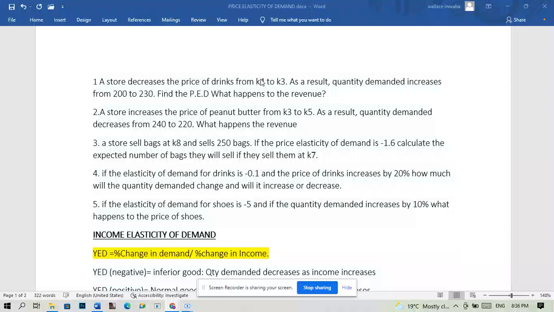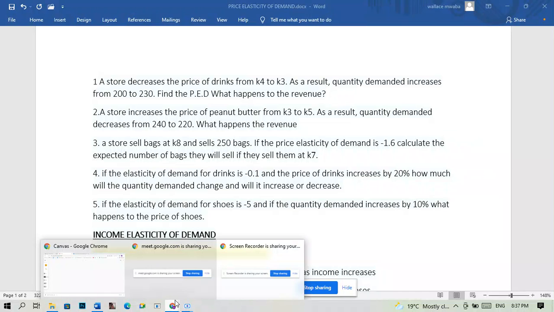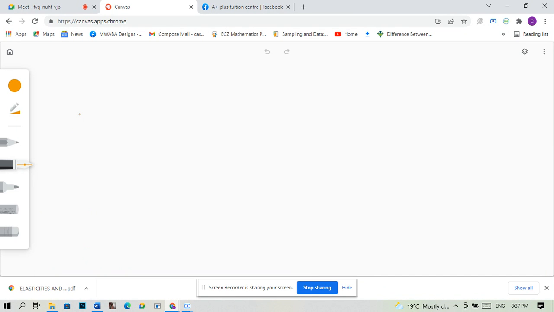230. Okay, so now we can begin solving. So PED equals percent change in quantity demanded over the percent change in price.